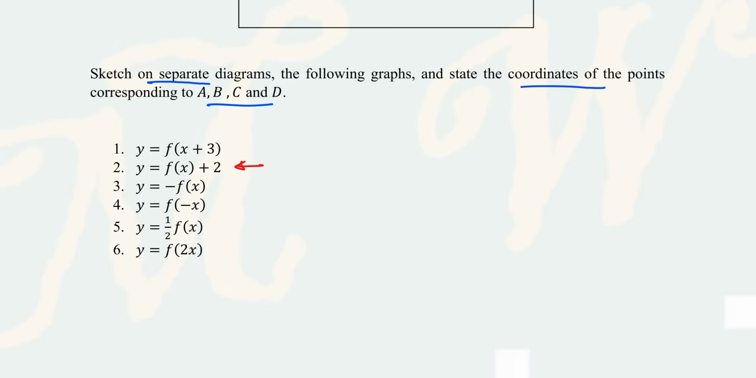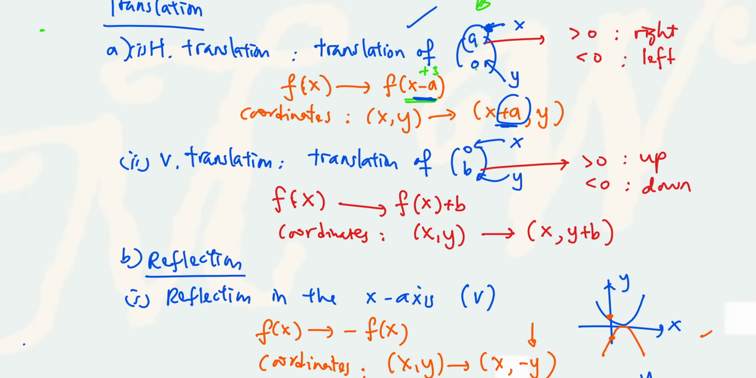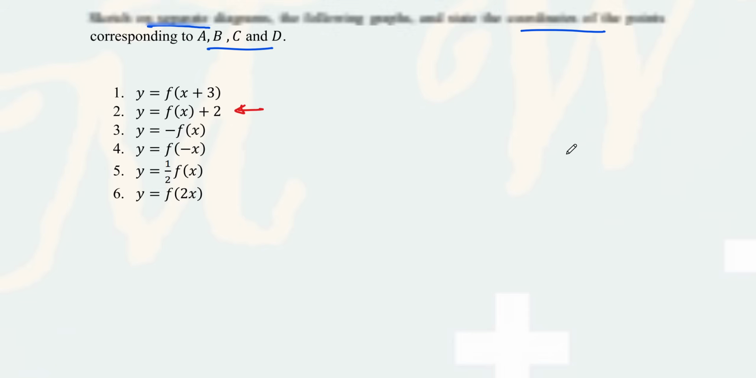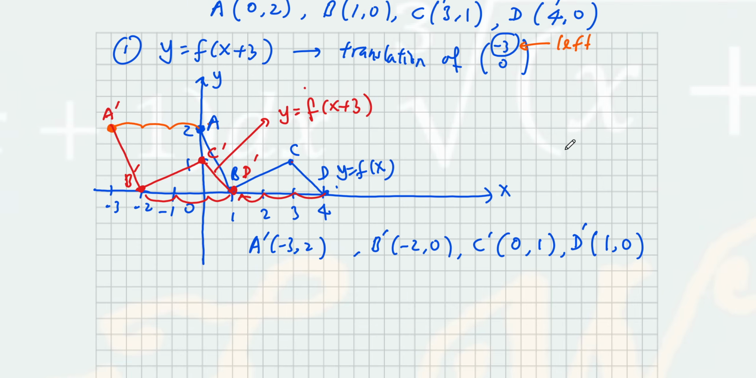Now the second one, f(x) plus 2. When it is f(x) plus 2, you see the plus 2 is at the back. It's not within the brackets. That means this is the effect on the y value. So that is the second case, vertical translation. You have to write down the translation first. What type of translation? It will be a translation of 0, b, because if here is plus b, this is b. So here I write f(x) plus 2, the second question. The plus 2 is at the back.